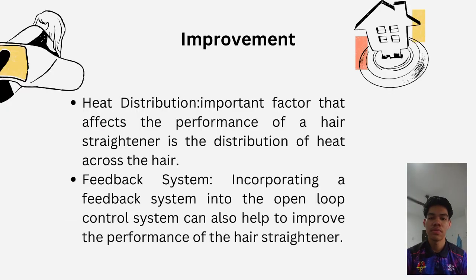Lastly, improvement for hair straightener. Firstly, heat distribution. An important factor that affects the performance of hair straightener is the distribution of heat across the hair. Second, feedback system. Incorporating a feedback system into the open loop control system can also help to improve the performance of the hair straightener.